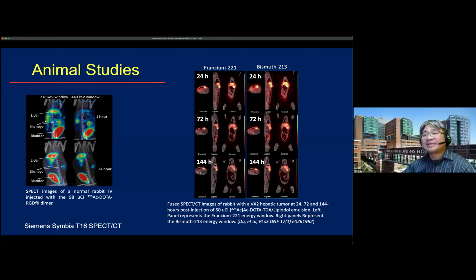Again, this is a rabbit that now has a tumor model, with a tumor in the liver, and we can see accumulation in the liver at 24 hours, 3 days and 6 days post-injection. You can clearly see the tumor accumulation. And also, if you look carefully, you can see the difference in the kidney uptake between the Bismuth window and the Francium window. So we are now working on trying to quantify those data, and hopefully we can do the dosimetry calculations.